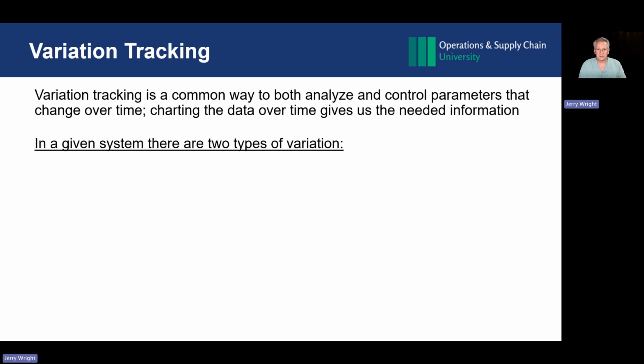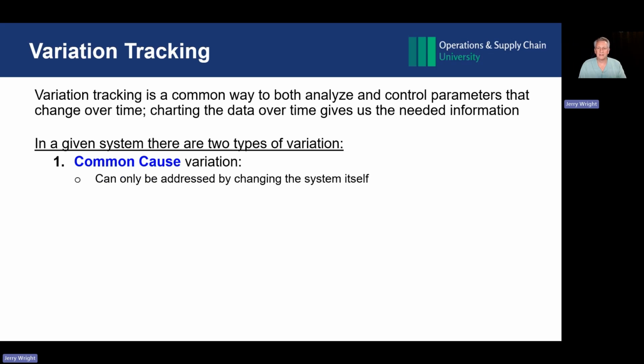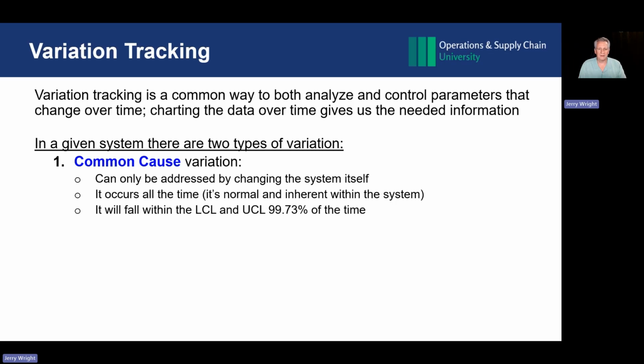Now, in any given system, there are two types of variation. There's common cause variation. This is variation that is inherent to the system. It can only be addressed by changing the system itself. It occurs all the time. It's normal and inherent. It falls typically within the lower control limit and the upper control limit 99.73% of the time. So this is very normal variation between your upper and lower control limits.